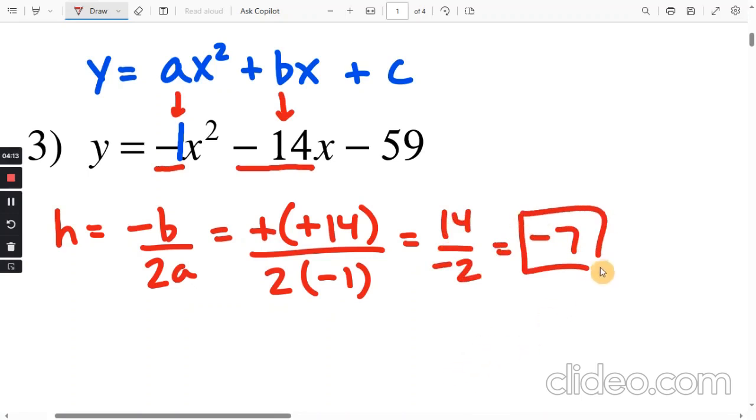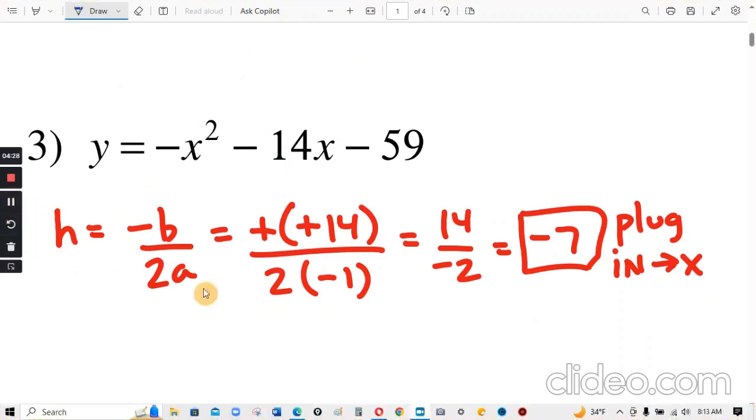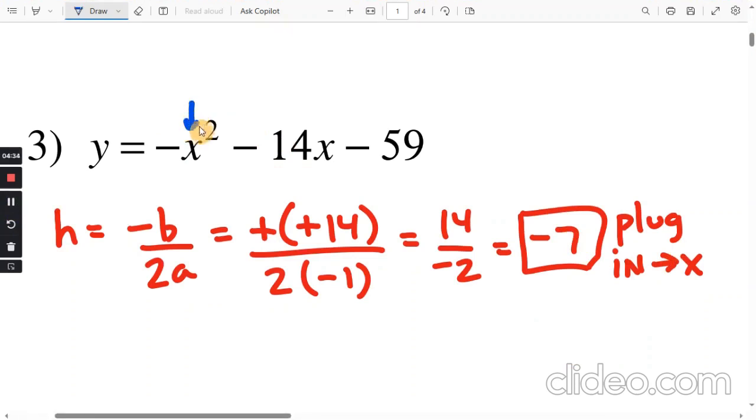Now to solve for k, you want to take that h value and plug it in place of x. So let me erase this mess here. This is the value for h. We're going to plug it in place of x. So wherever we see an x, we're going to sub in negative 7.